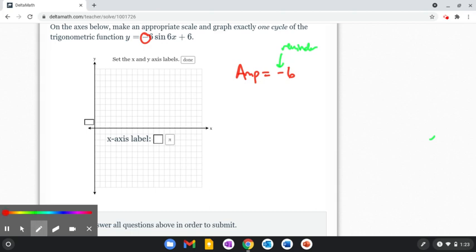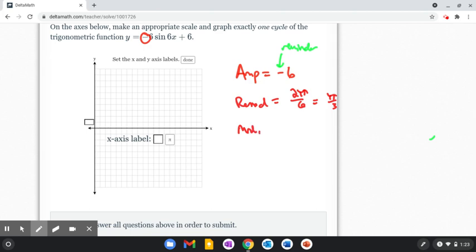All right, I need a period. That is 2 pi over b, so 2 pi over 6, which is pi over 3. And then our midline is going to be at 6. This one we might actually have to adjust the scale a little bit, and we'll figure that out as we go. So for right now, I'm just going to go ahead and make it 1. My period is pi over 3.